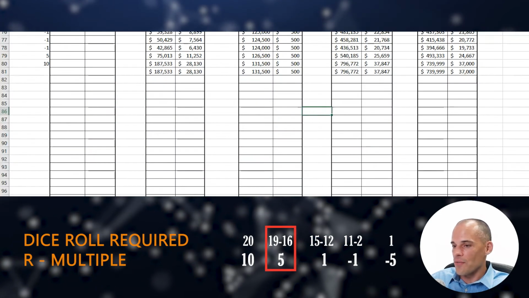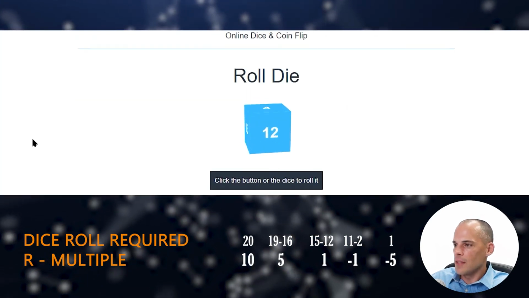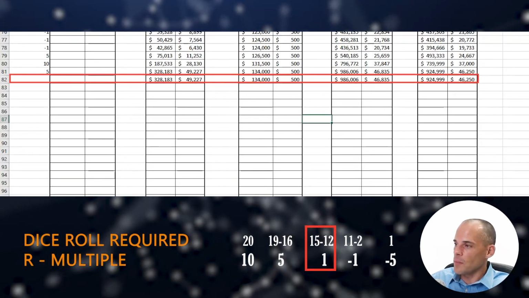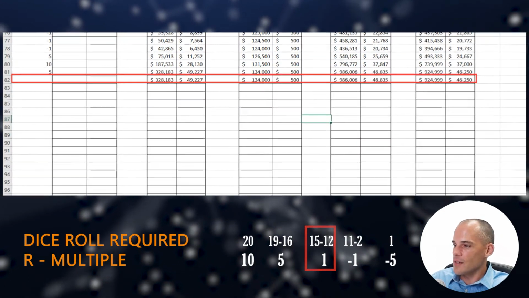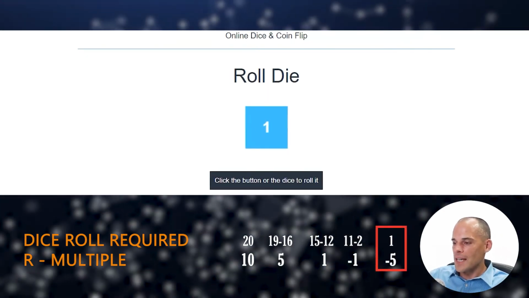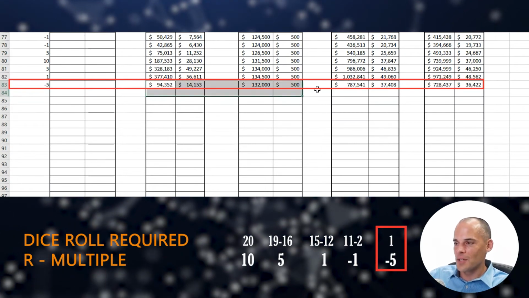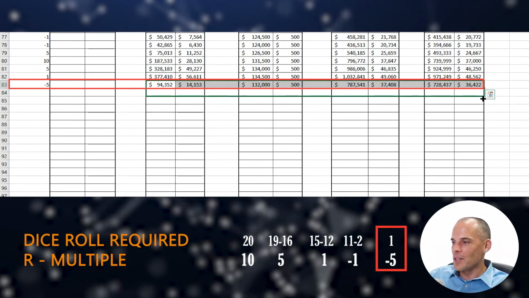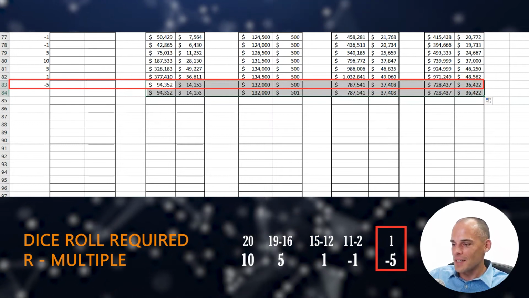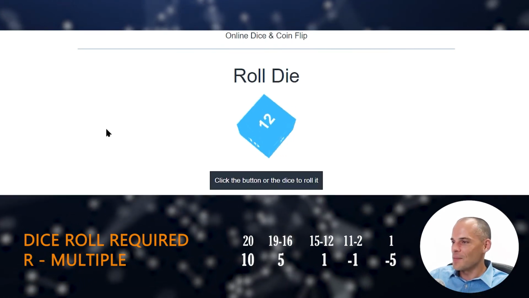17, which is another +5. 12, which I believe is a +1. Let me double check that. Yes, it is. Okay, so we got a 1 on the dice. This is a -5. Big hit. Okay, so we're going to make sure we get back to 1 million. So we're definitely going to try that on this next one. See what happens. Something gives us a 5.